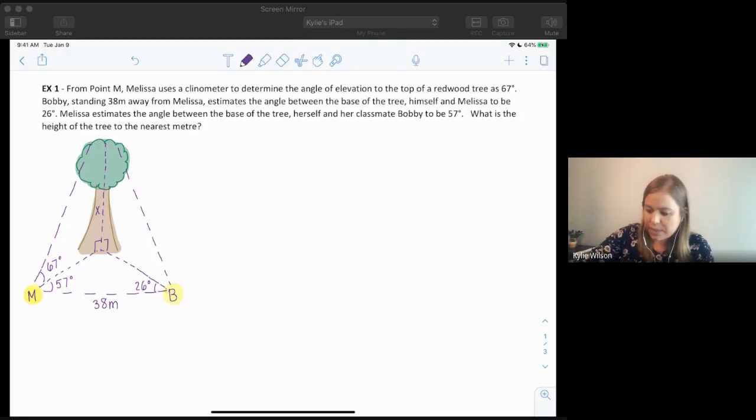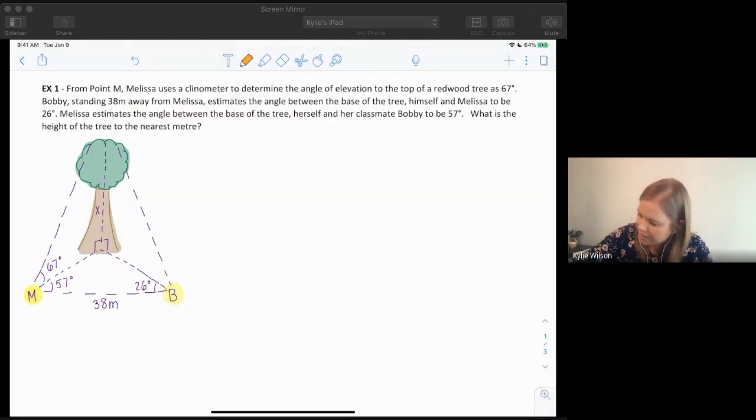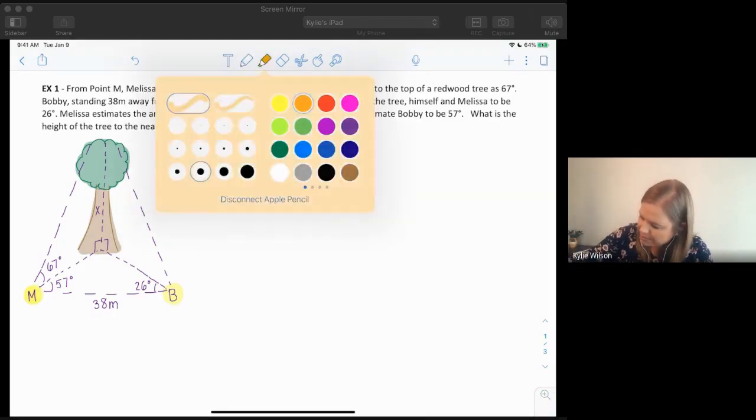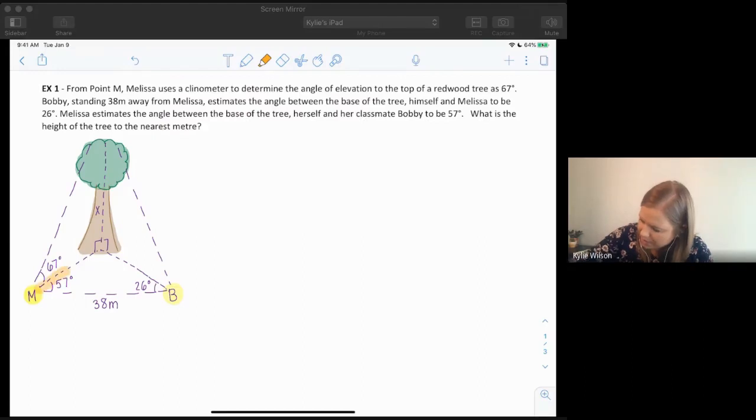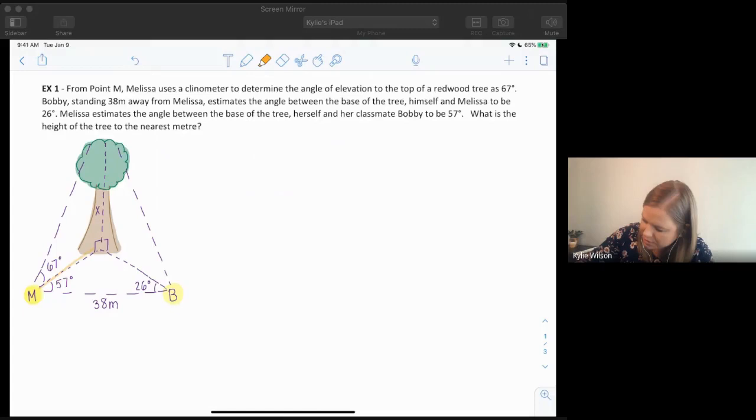So that has to be a right angle. And now what we're going to do is separate this into some different triangles so we can look at different triangles at once. So I'm going to start with the triangle at the bottom here, and we'll make that an orange triangle. And what I'm going to do is draw these triangles out separately.